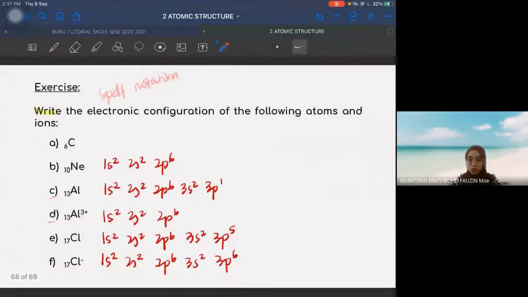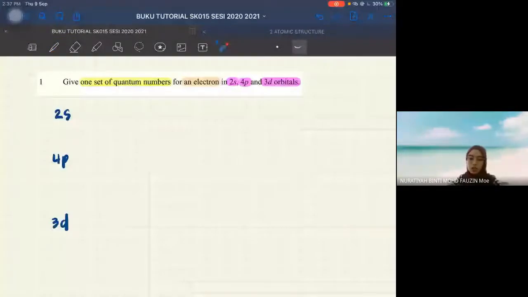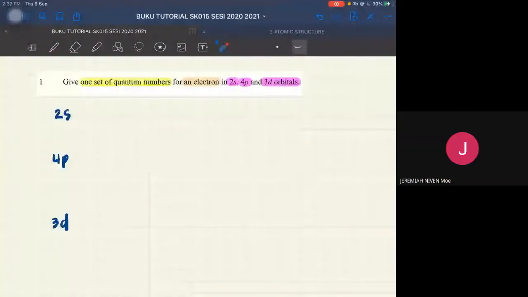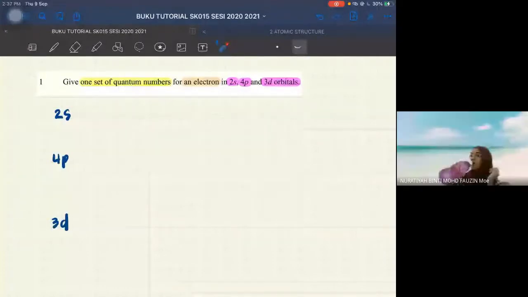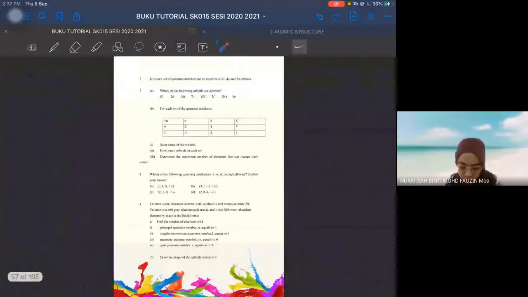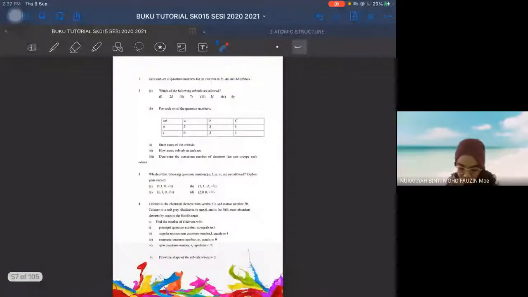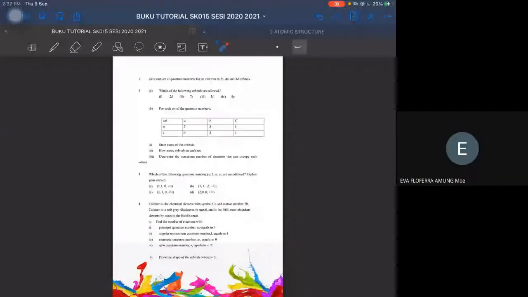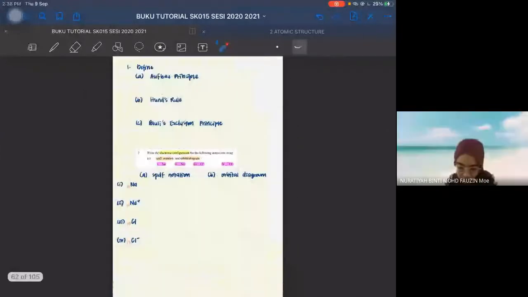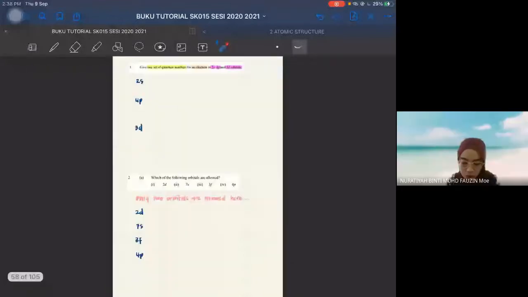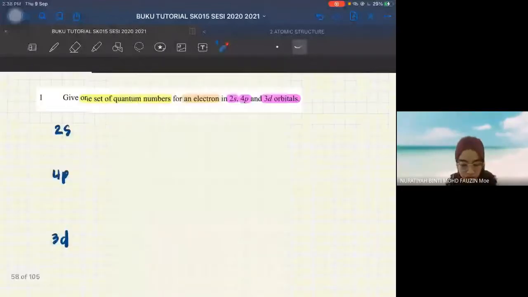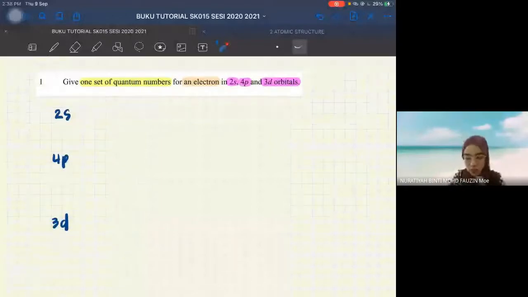Alright, so now we're going to go to our tutorial. So far, so good? Okay. Sikit je kan kita punya soalan tutorial ni? Boleh buat tak? Boleh. Rasa cepat je kita habiskan. So let's do it together.